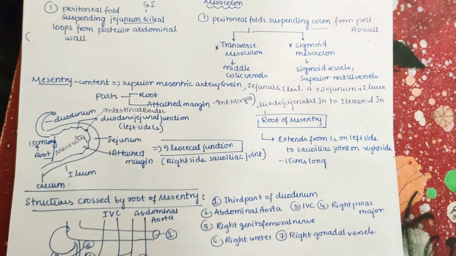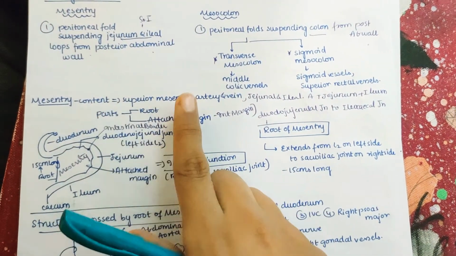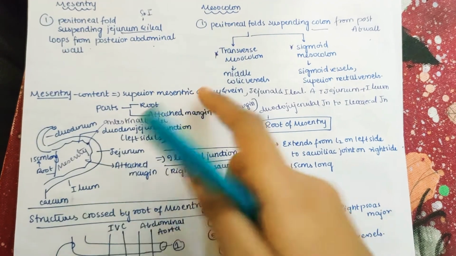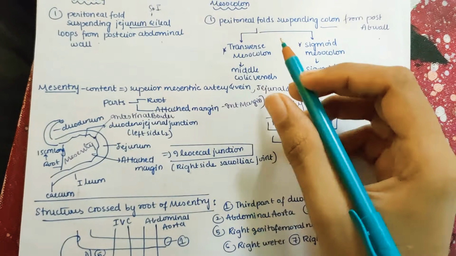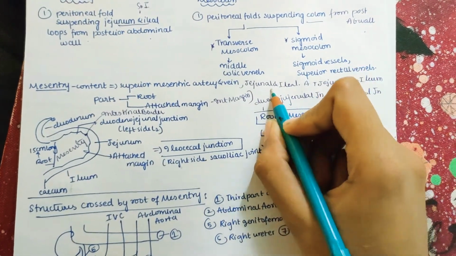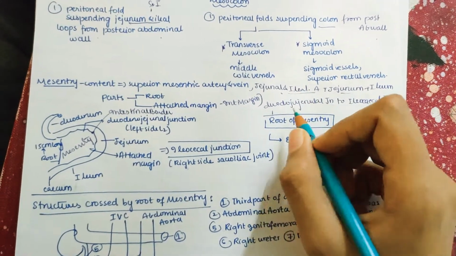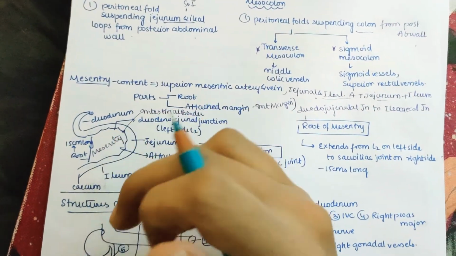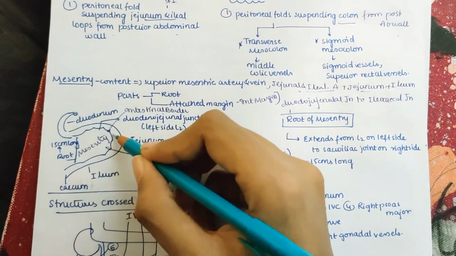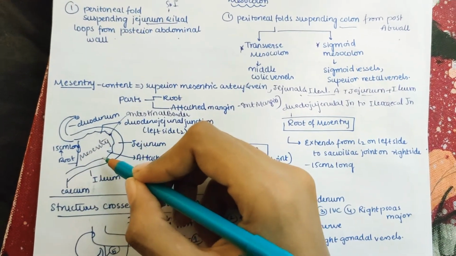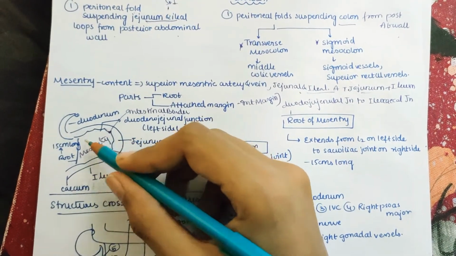Okay. So coming to the mesentery. The mesenteric contents are the superior mesenteric artery and vein. It also contains the jejunum and ileum, and also the jejunal and ileal arteries. Okay. So what are the parts of the mesentery? So this is a mesentery. It has a root, and it also has an attached margin, which is the intestinal border. So this intestinal border, this is the root.